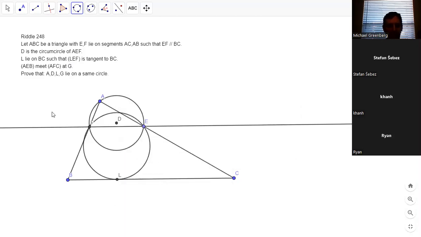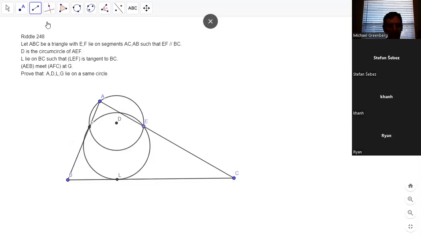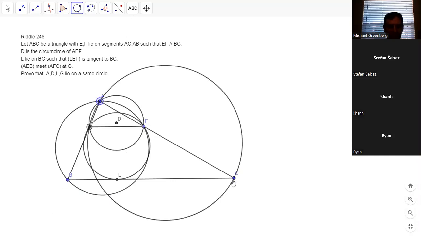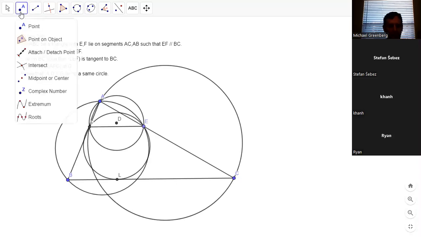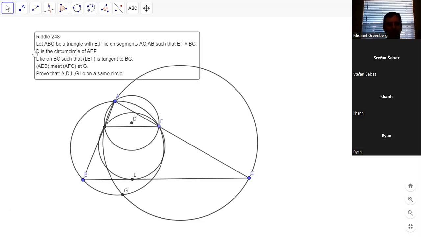And AEB meets AFC at G. So that's AEB and then AFC, and they meet at G. And we want to show that ADLG is cyclic. Okay, this one doesn't look that bad.